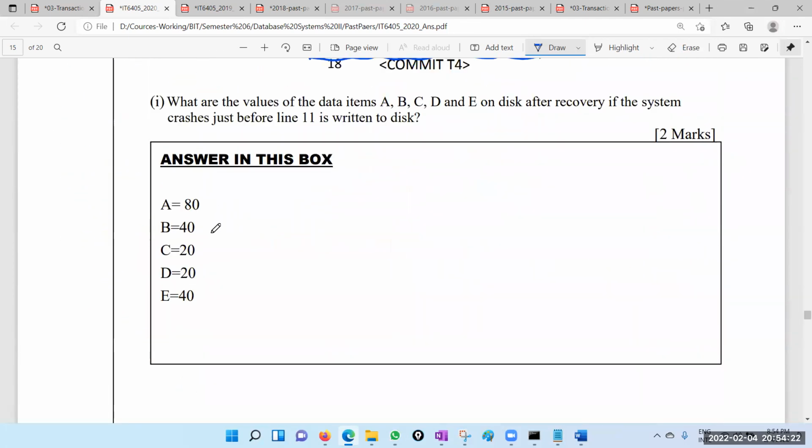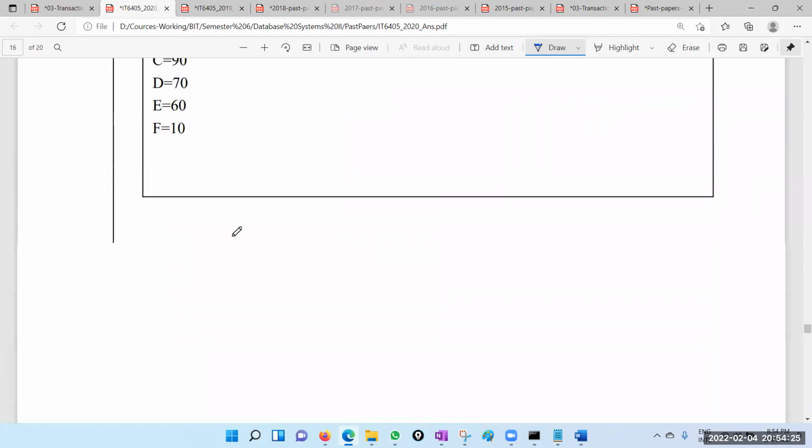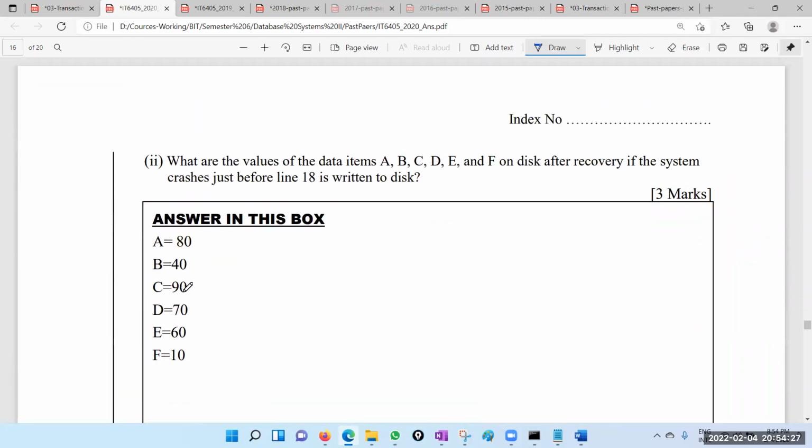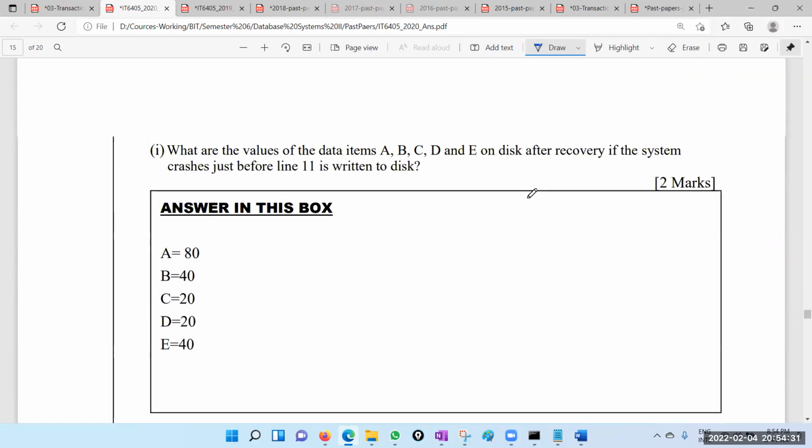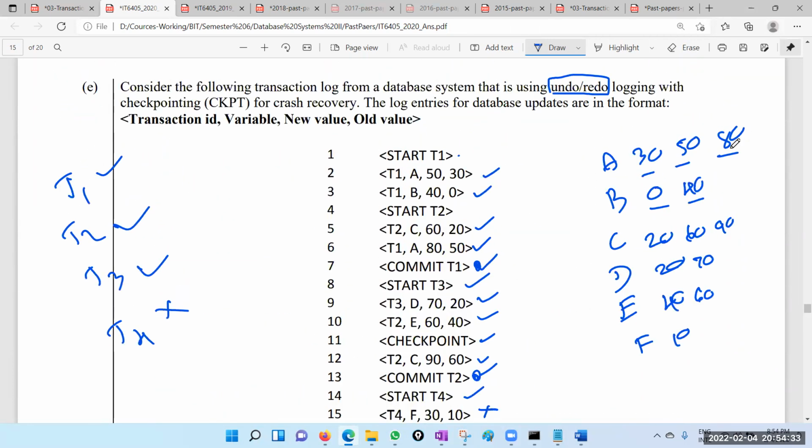80, 40, oh, different, right? 80, 40, 90, 70, 60, 10. Correct. Okay. Any questions on that?